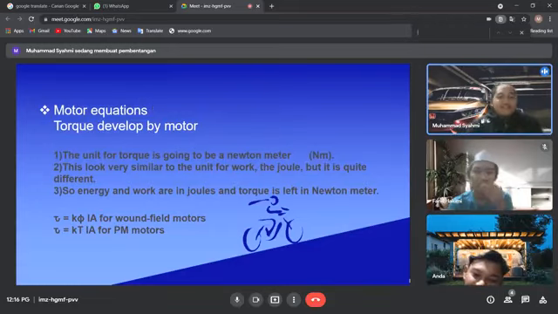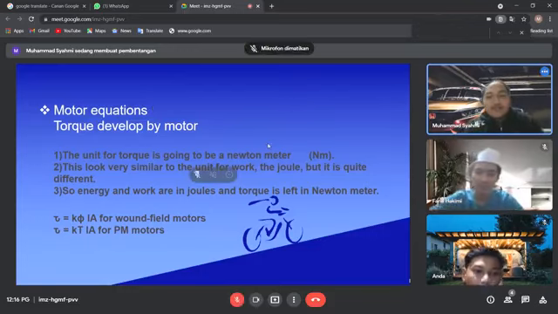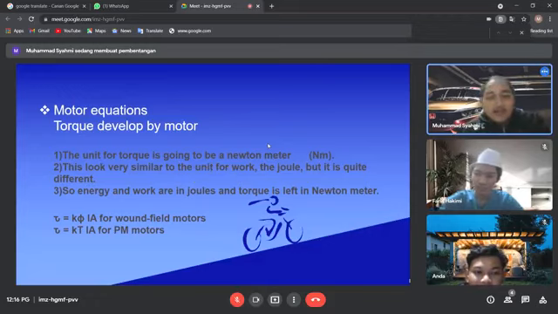Motor equation. Torque developed by motor. First, the unit for torque is Newton meter. Second, this looks very similar to the unit for work, joule, but is actually different. Third, energy and work are in joules and torque is in Newton meter.